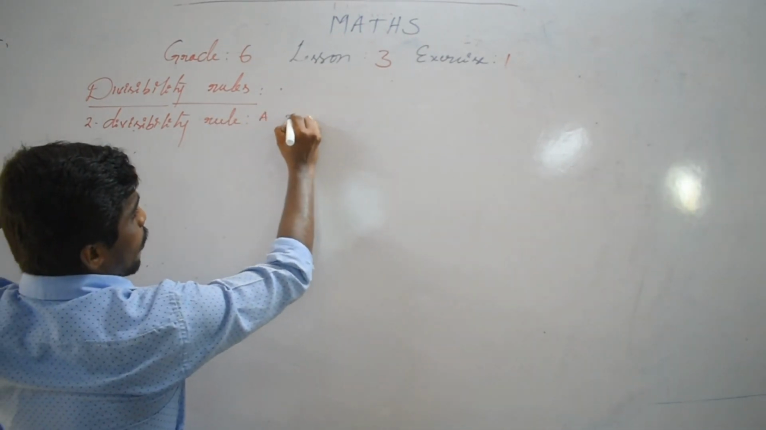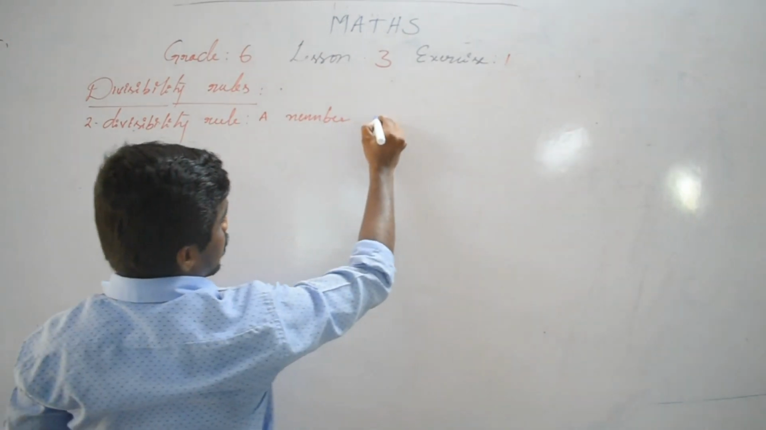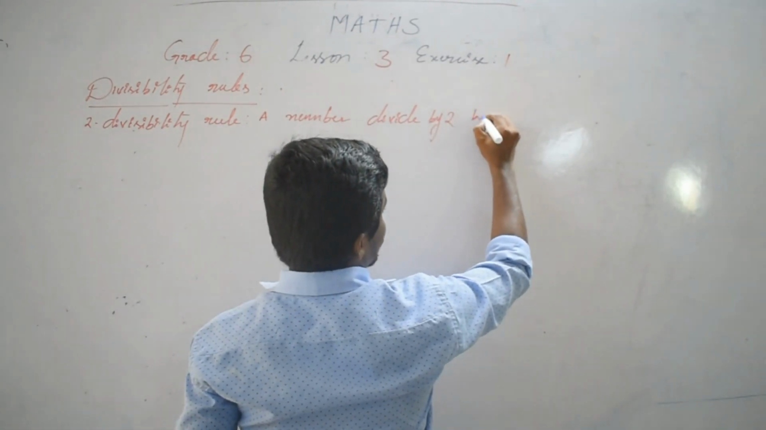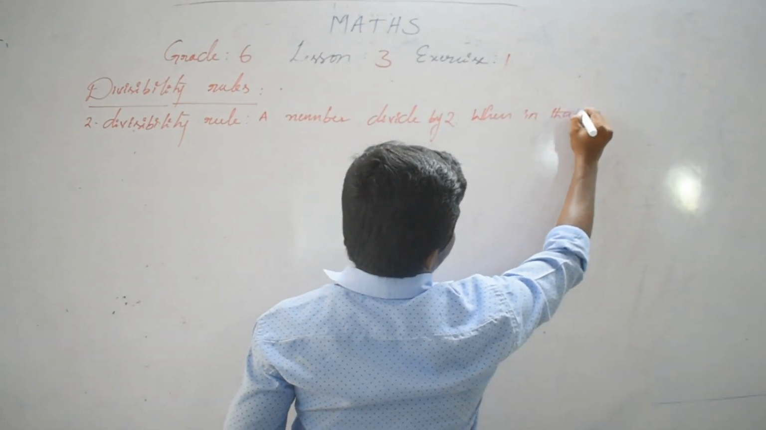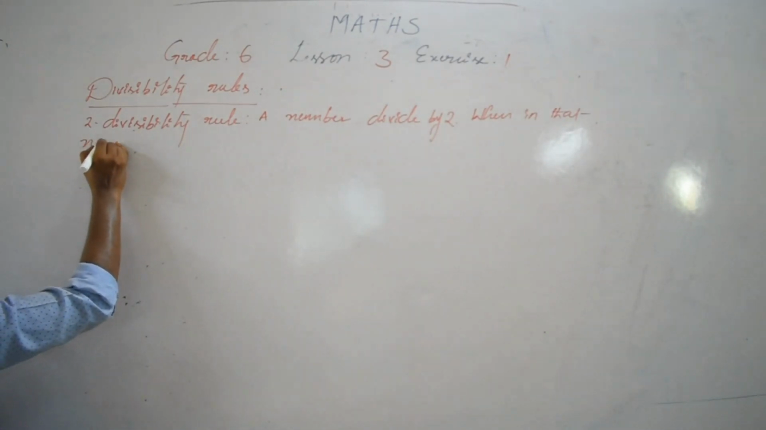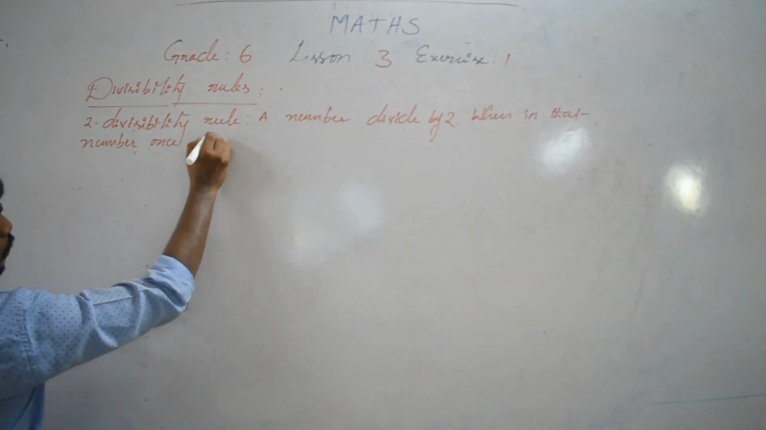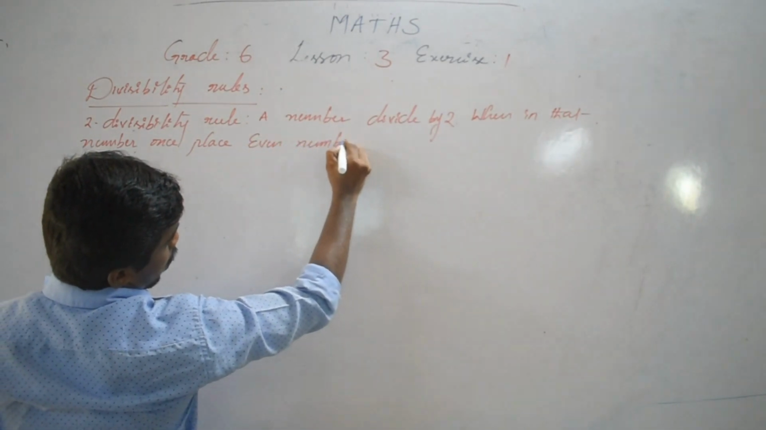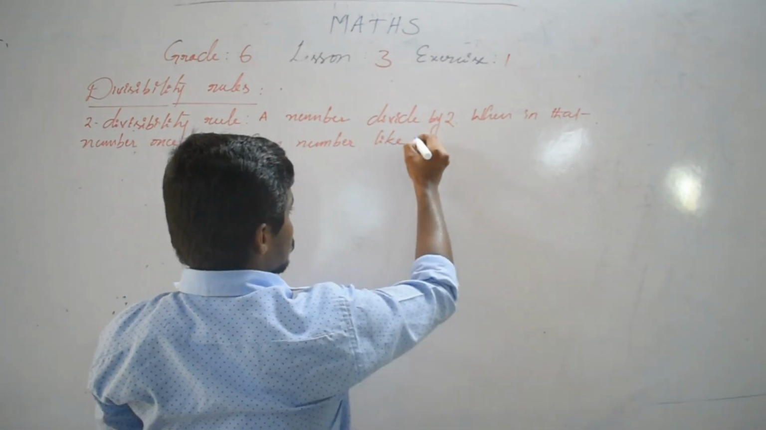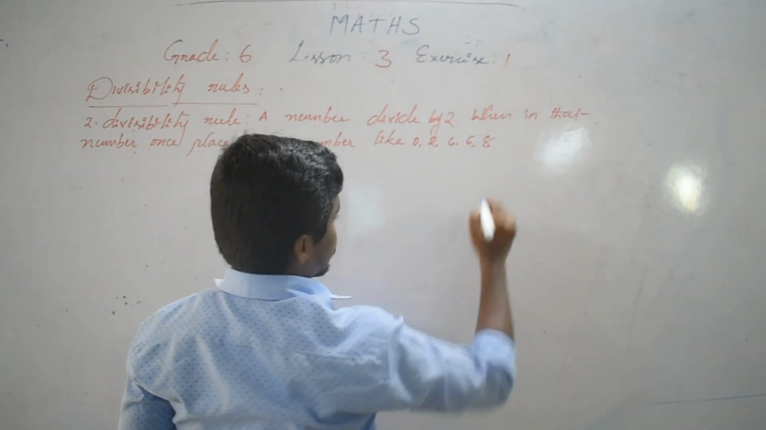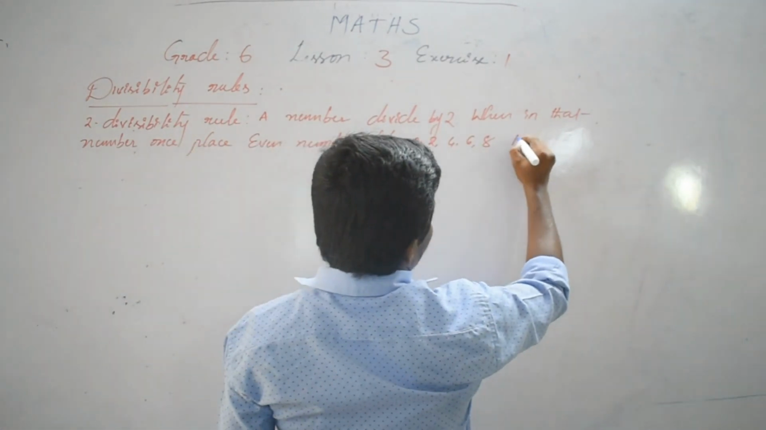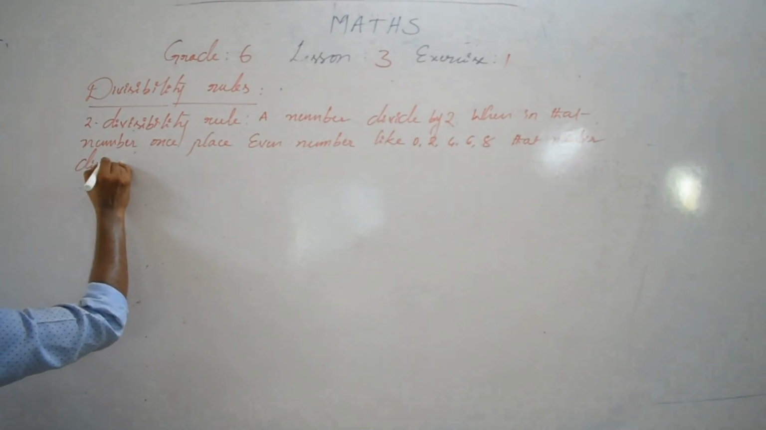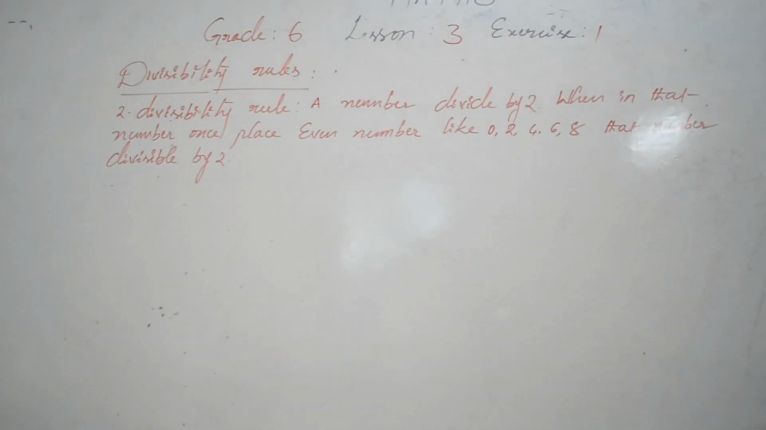A number is divisible by 2 when in that number the ones place has even numbers like 0, 2, 4, 6, 8. So that number is divisible by 2.